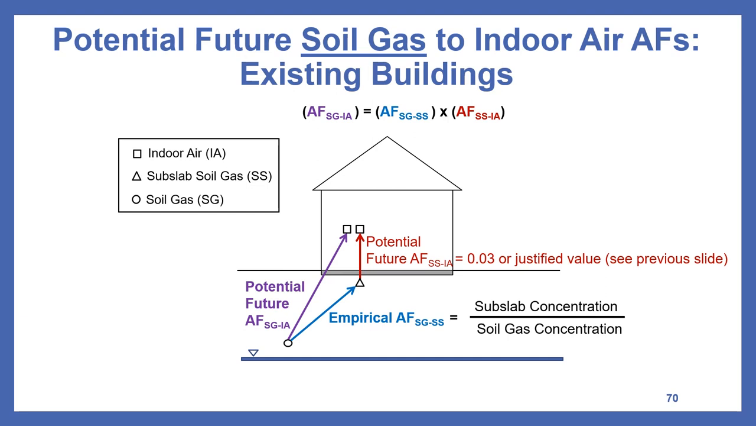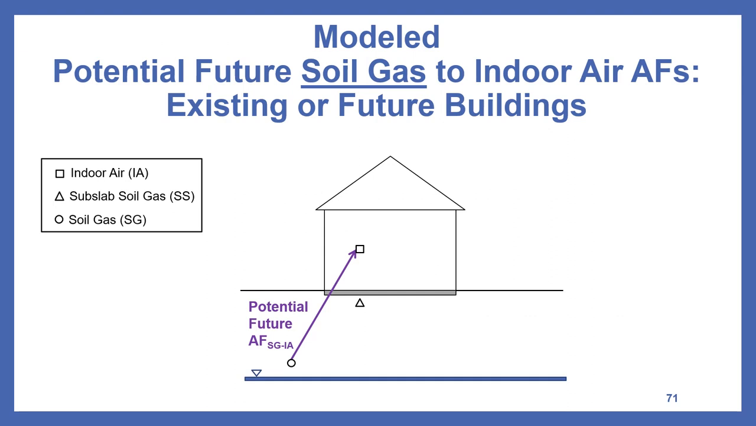That accounts for the actual measured attenuation below the building, while also using a conservative subslab to indoor air attenuation factor that is accounting for potential changes to the building over time. Now let's look at using modeling to predict the potential future soil gas to indoor air attenuation factor. You can do this for an existing building where it's infeasible to collect that subslab data, or you can do it at a future building that hasn't been built yet.